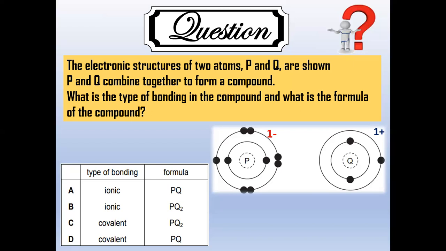So if there is a gaining electron and a losing electron involved, that will form an ionic bond. And in this ionic bond, +1 will cancel the -1. And in this way, overall charge will be 0. That will produce a neutral state. And this will produce our PQ. And A is our correct answer.